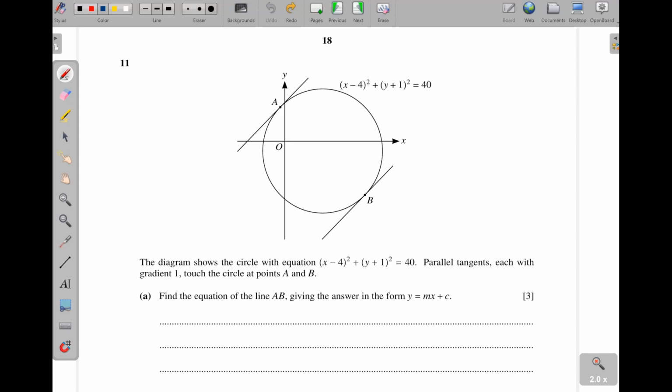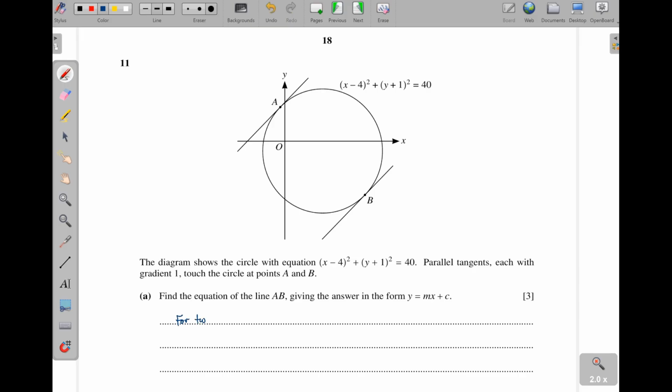Question 11 is coming from circles. The diagram shows the circle with equation, this one here. Parallel tangents, each with gradient 1, touch the circle at points A and B. Part A, find the equation of the line AB, giving the answer in the form y is equal to mx plus c. Now for these parallel tangents, in fact, let me write the statement.